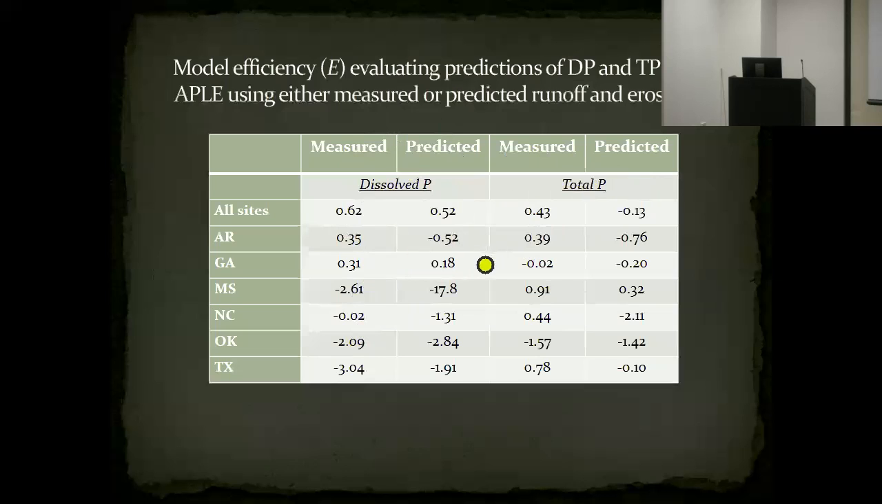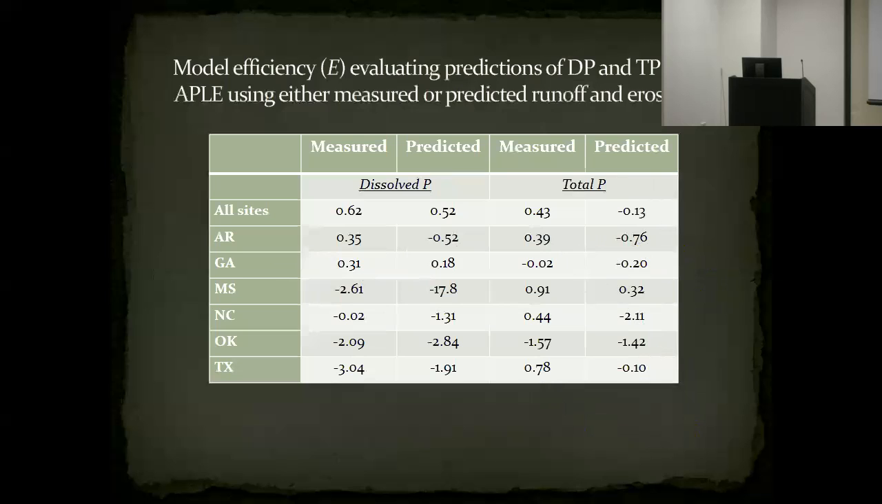But look at a couple of these sites. The Arkansas site from negative 0.52 to 0.35. Even though these are negative, you can see that they're getting less negative. But the total P, Arkansas minus 0.76 to 0.39. This Texas minus 0.1 to 0.78.